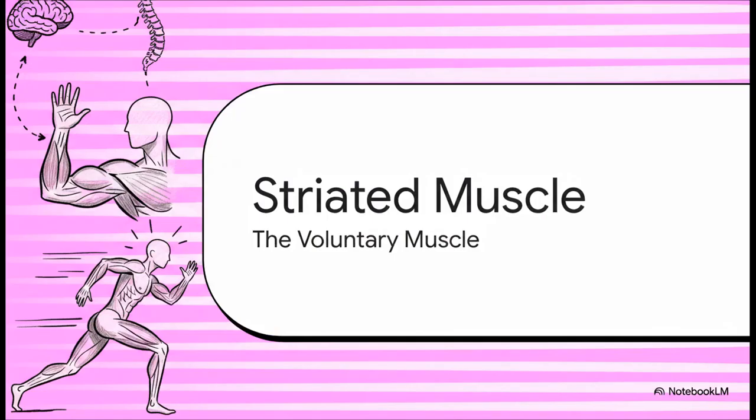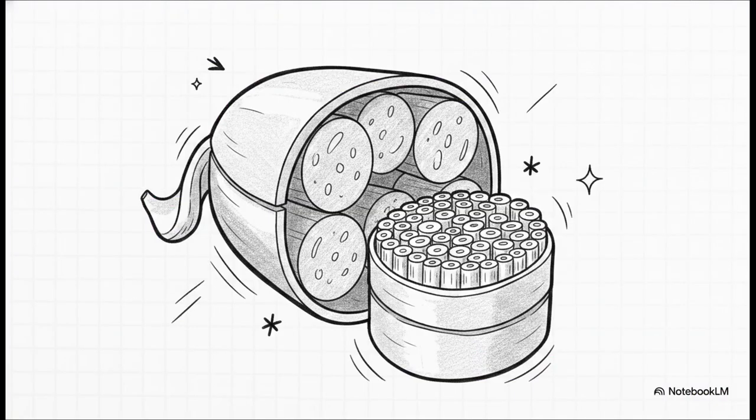All right, moving right along to our first category, striated, which is our voluntary muscle. Now, these are the muscles you consciously control. Think of them as these striped engines attached directly to your bones. What's really fascinating here is their nested, complex structure, which is completely designed for power.